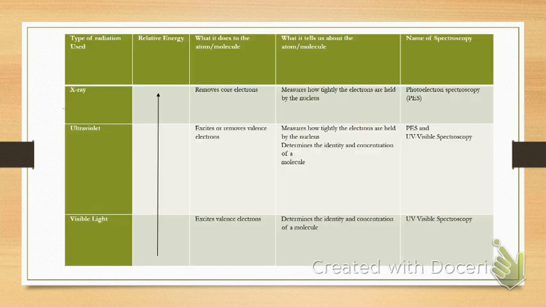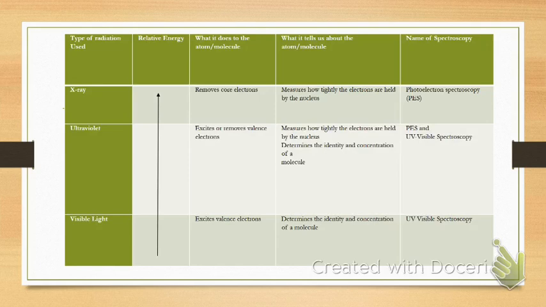So this is the last slide, and it's just basically showing you the three main types of electromagnetic radiation that we use for spectroscopy, and they are X-ray, ultraviolet, and visible. And of course, if you look at the graph, the relative energy for an X-ray is higher than visible light, and so you would expect that it would be able to remove more things. So visible light, of course, is exciting the valence electrons.